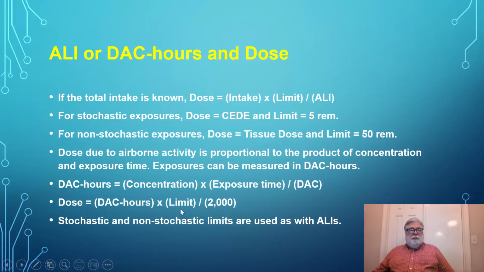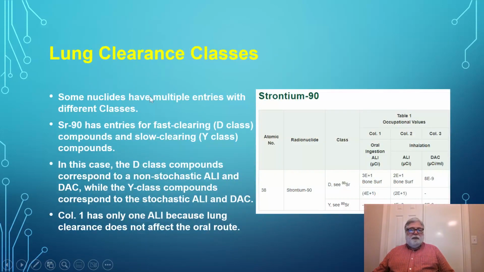So the dose is based on the DAC-hours. Once we calculate the DAC-hours, then the dose is equal to the DAC-hours times the limit that applies divided by 2,000. So if we're talking about a stochastic limit that applies to the whole body, then we take our DAC-hours times 5 rem divided by 2,000. If we have doses to an organ, then we take our DAC-hours times 50 rem divided by 2,000. So that's how we can use DAC-hours to calculate our doses for the year.